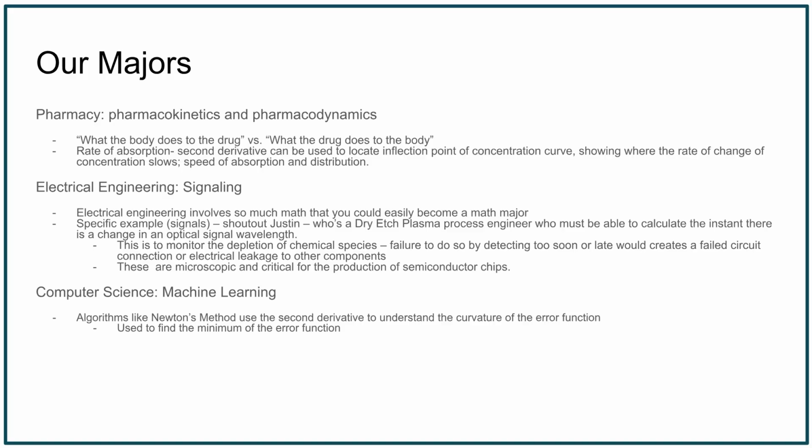And then Ben is in computer science, and an example of the second derivative in computer science is machine learning, which uses algorithms like Newton's method to understand the curvature of an error function, and the curvature is used to find the minimum of the error function.